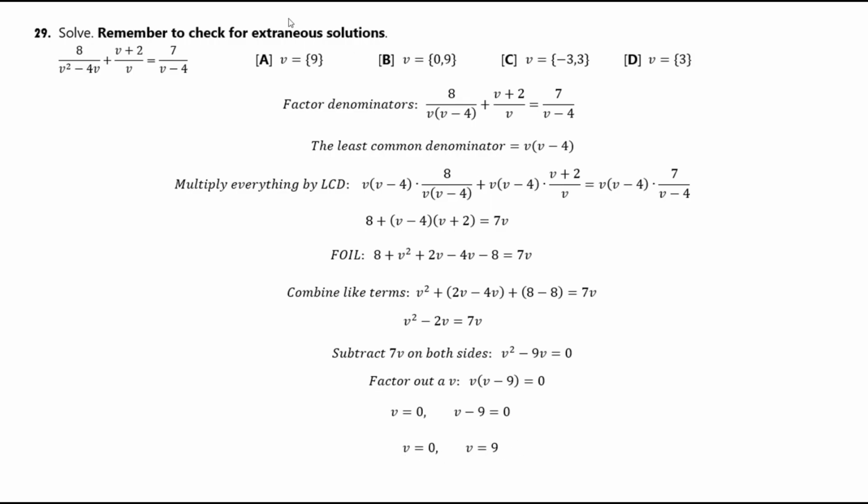However, if you put in 9 into it, you're not going to get 0. 9 minus 4 is 5. 9 squared minus 4 times 9 is not 0. So we're good there. And if you plug in 9 into the second fraction, you don't get 0. Therefore, the only solution is 9. So the answer here is A.